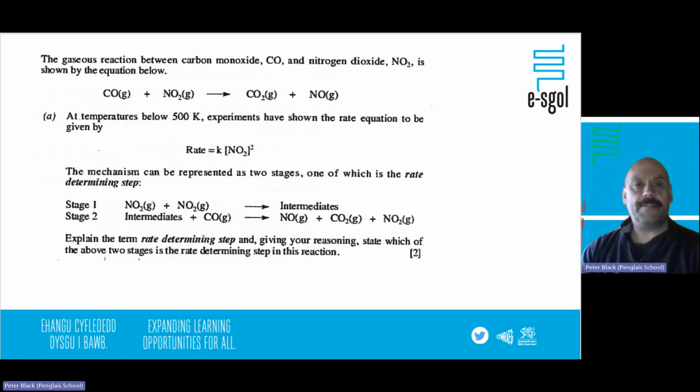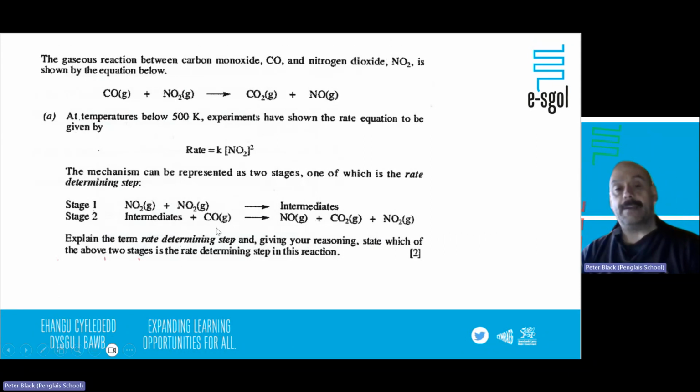So you can see here's another question, this reaction between carbon monoxide and nitrogen dioxide. We're being given the rate equation, and you can see here that the NO2 is classed as second order. It says explain the term rate determining step. So it's the slowest, most difficult step in a reaction mechanism. And it says, given your reasoning, state which of the above 2 stages is the rate determining step in this reaction. Okay, it's got to be step 1.